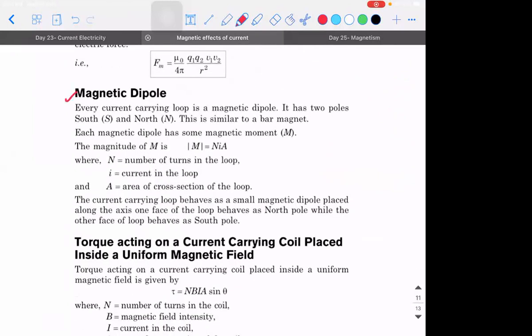You know what is a magnetic dipole, right? Every current carrying loop is a magnetic dipole that I've explained. So it has two poles, which is south pole and the north pole. So when you have to calculate the dipole moment of a magnetic dipole in terms of current, it is given by the expression N into I into A, where N is the number of turns, I is the current through the loop, and A is the area of the loop. So that is N into I into A.